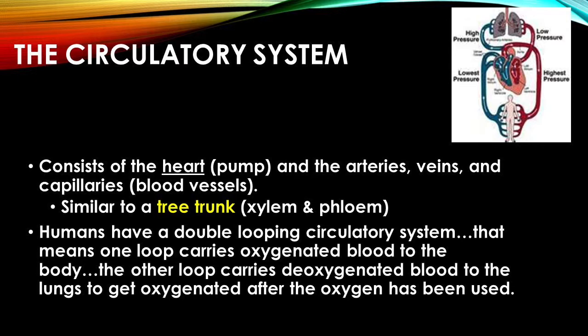The circulatory system is similar to the xylem and phloem of a tree trunk. These structures perform transportation of food and water in a plant. We'll learn more about these in our next unit, plants. Here's something cool about our circulatory system. It's double looping. That means one loop carries oxygenated blood to the body, the other loop carries deoxygenated blood to the lungs to get oxygen once again.